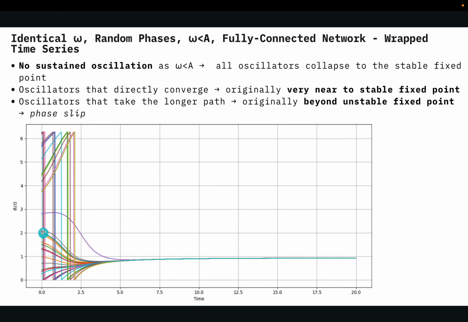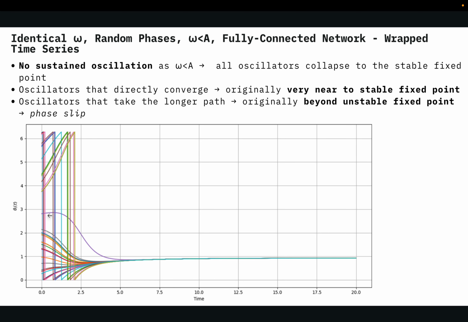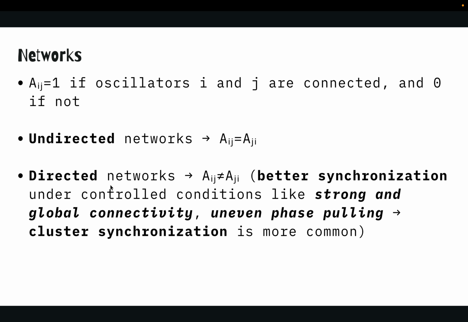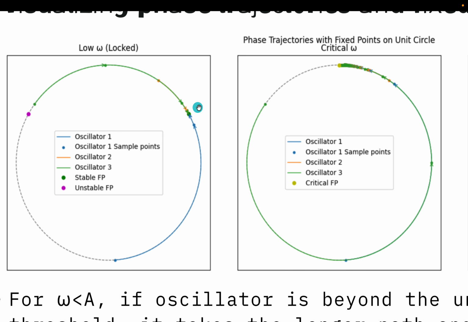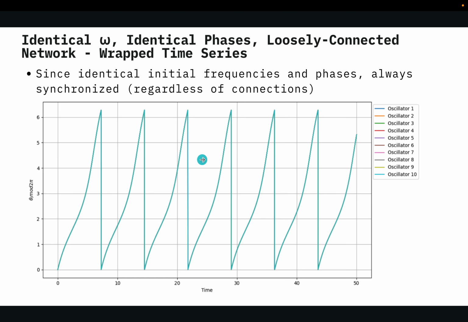So the oscillators that directly converge to the stable fixed point are the oscillators that lie in the smaller arc. I think it would be better if I give you a quick reminder. This was the stable fixed point, this was the unstable fixed point, and the oscillators that lie in this region directly converge to the stable fixed point. The oscillators that lie beyond this region take the longer path. By longer path, I mean they do the full 2 pi oscillation, the 2 pi route.